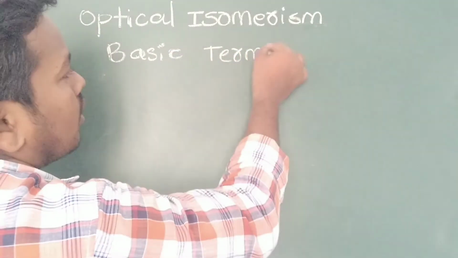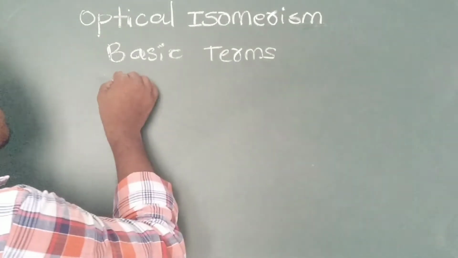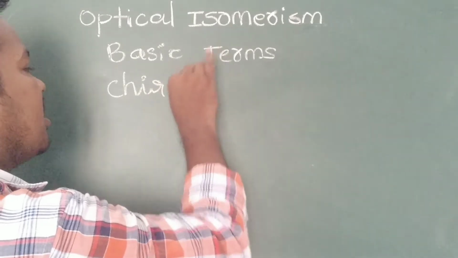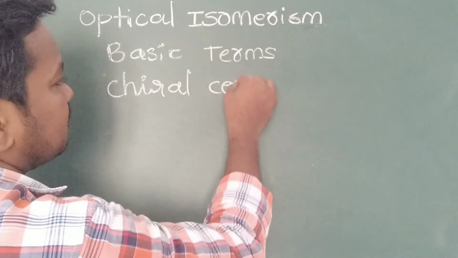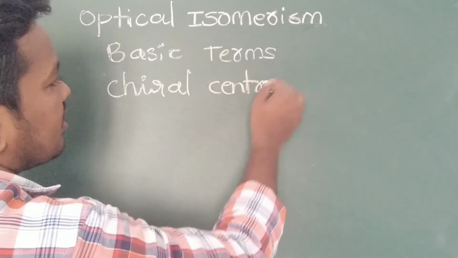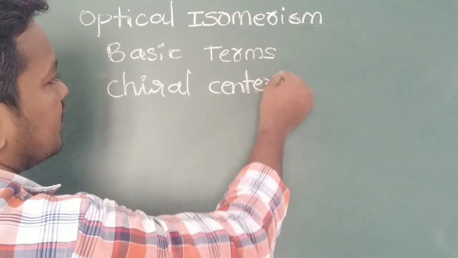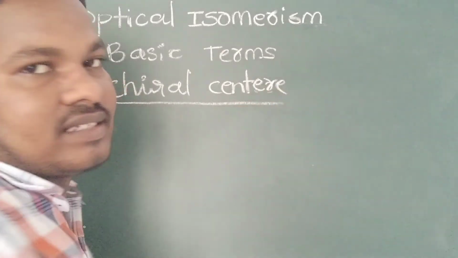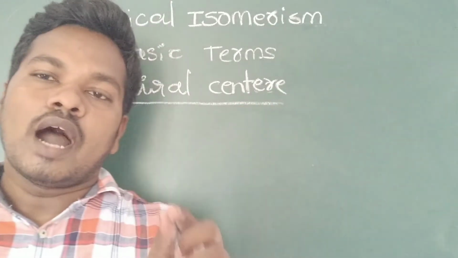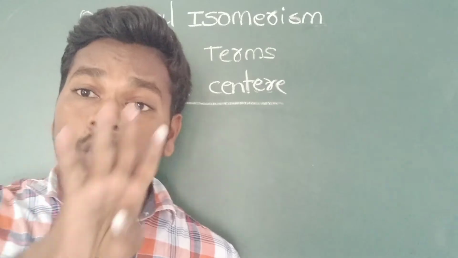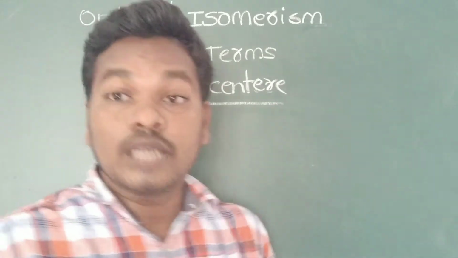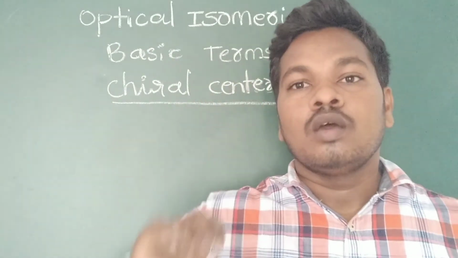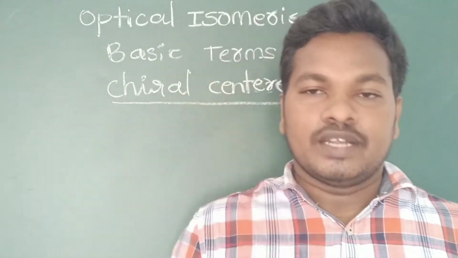So the first one is called chirality or chiral center. What is meant by chirality or chiral center? The atom should be attached to four different groups. That means every group should be different.